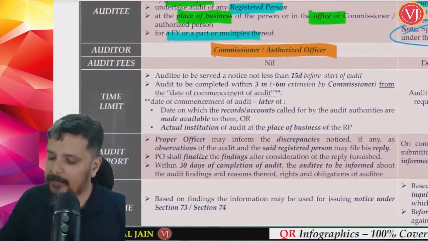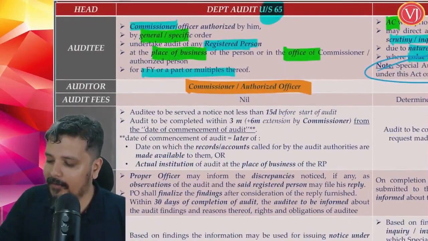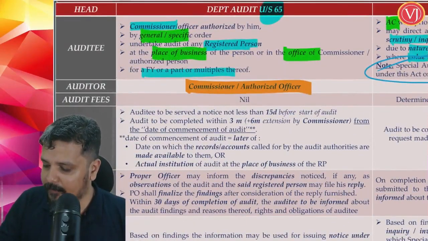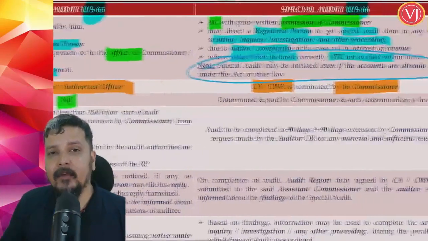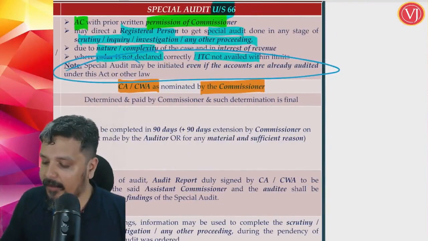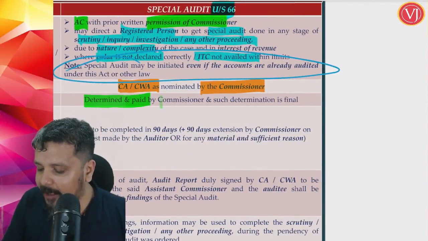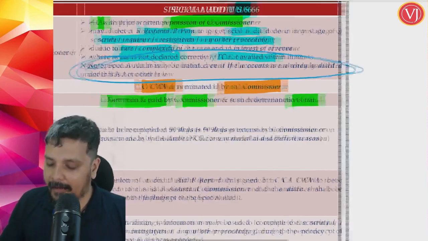Now whether there will be any fees for the officer doing his own departmental audit or general audit? No, there won't be any fees. But whether there will be any fees for special audit which is done by CA, CMA under the instruction of the commissioner? Yes, it will be determined and paid by the commissioner and that amount will be final.